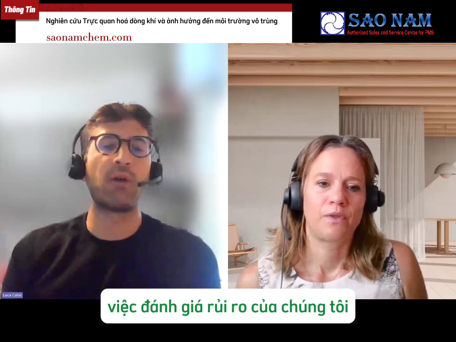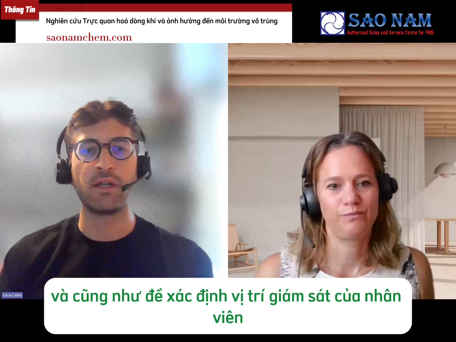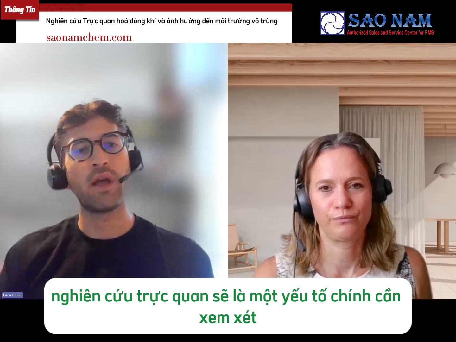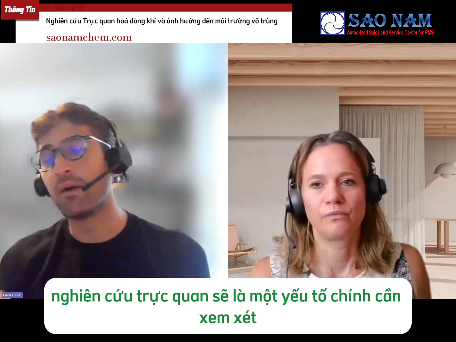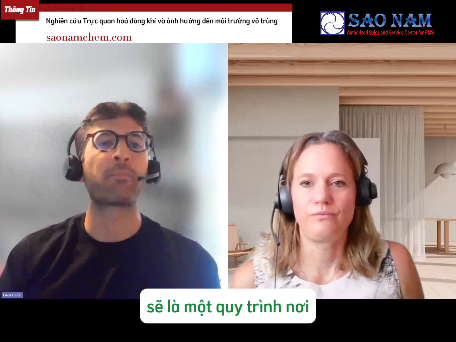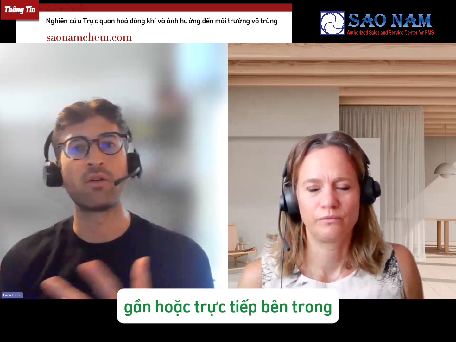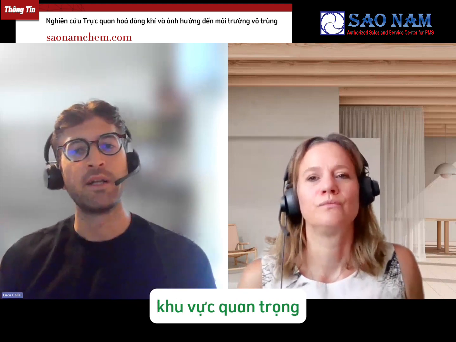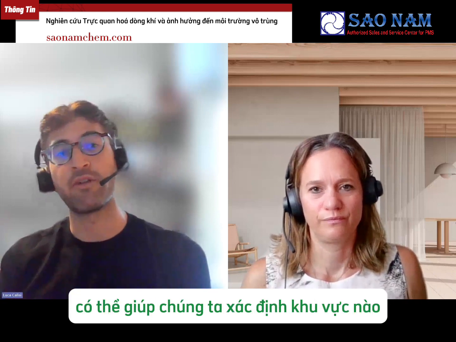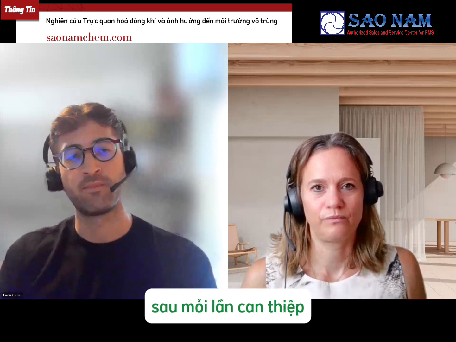It follows that in our risk assessment for the definition of the monitoring plan and also for the definition of the monitoring positions of the personnel gown, air visualization studies are a key parameter to be considered. An example would be a process where the operators are actively involved near or directly inside the critical area. In this case, air visualization studies can help us to identify which area of the sterile gown should be monitored following each intervention.